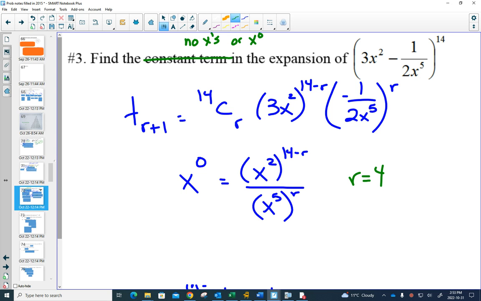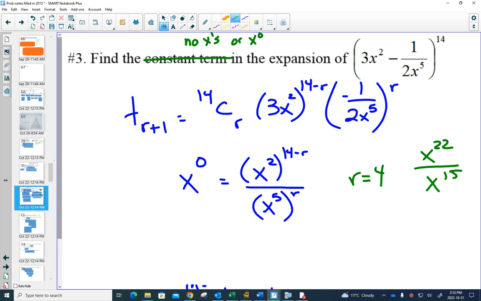But usually what happens is you choose something. Let's say I chose r as 3. If I chose r as 3, can you see that you would have x to the 22 on the top, and you would have had x to the 15 on the bottom, and it wouldn't work.